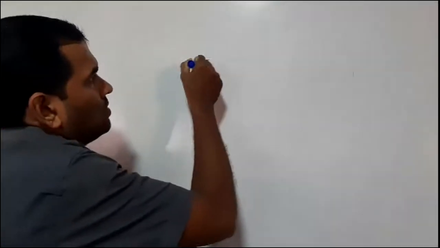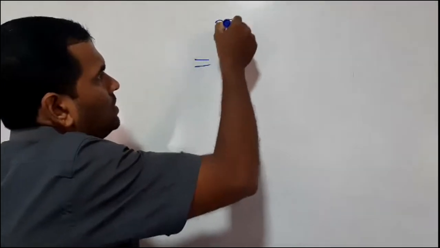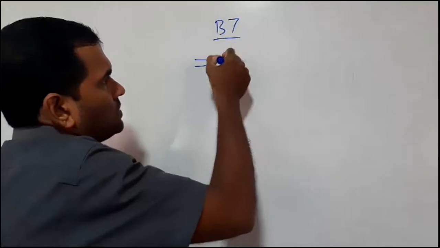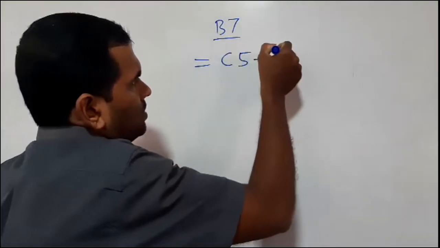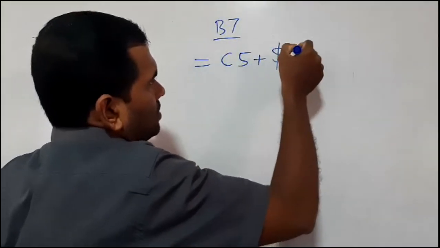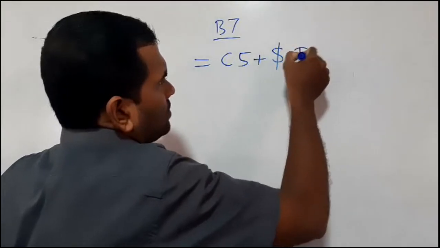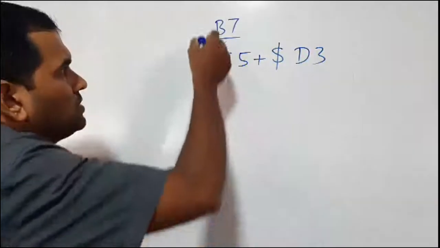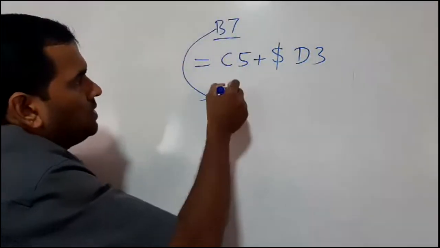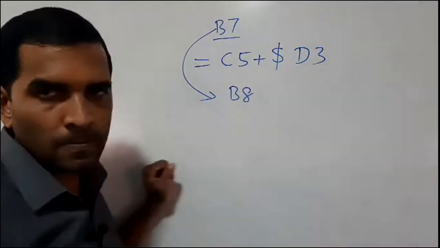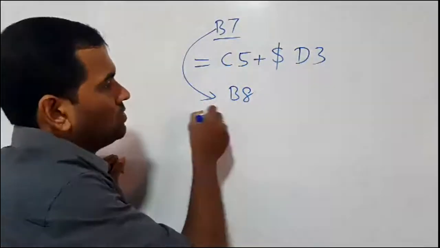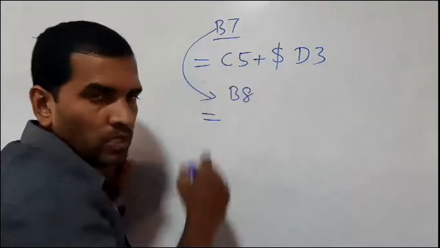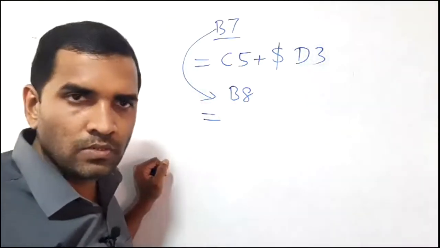Have a look at this. We have a formula in B7: equal C5 plus $D3. So now let's check this one. Let's copy this into B8. So what happens? We go from one row to another row, going from the 7th row to the 8th row.